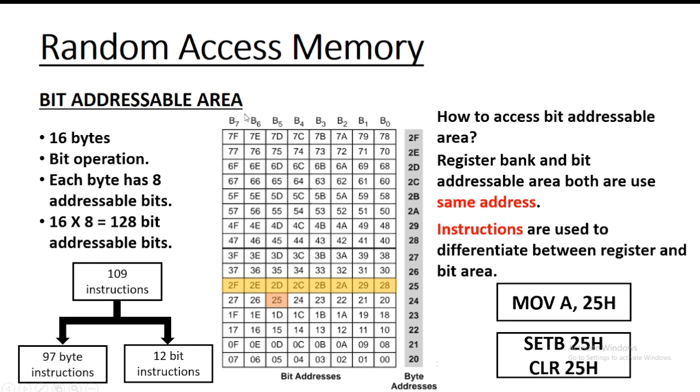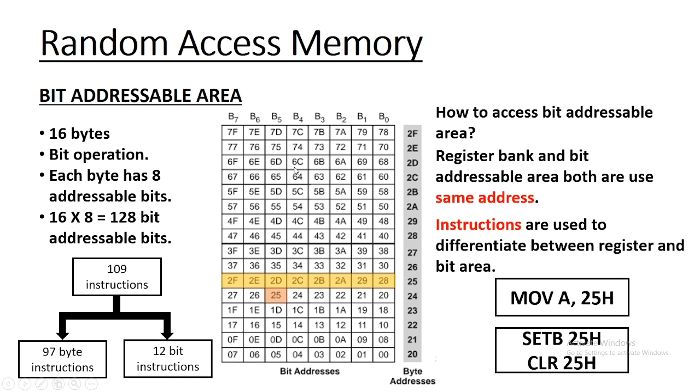After the bit addressable area, there is a general purpose area which is used for storing the data temporarily. So why is the bit addressable area used? The bit addressable area is used to mark the event or to store the event. By setting any particular bit or clearing any particular bit, you can mark the events.